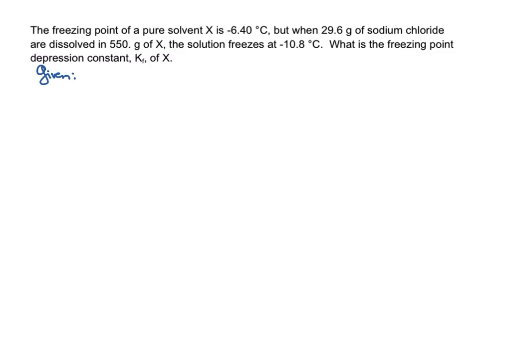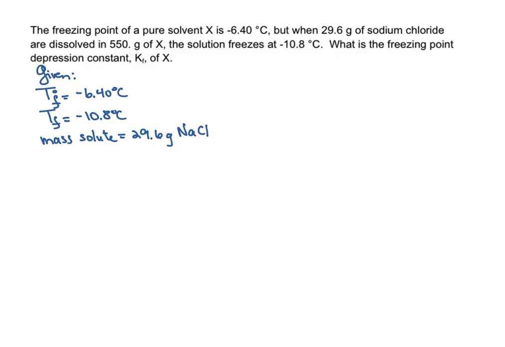In that first sentence, it says that the freezing point of the pure solvent is negative 6.4. And the symbol for pure is going to be that little degree sign. And when 29.6 grams of sodium chloride is dissolved in the solvent, the freezing point of the solution becomes negative 10.8 degrees Celsius. It also gives us the mass of our solute, 29.6 grams of sodium chloride.